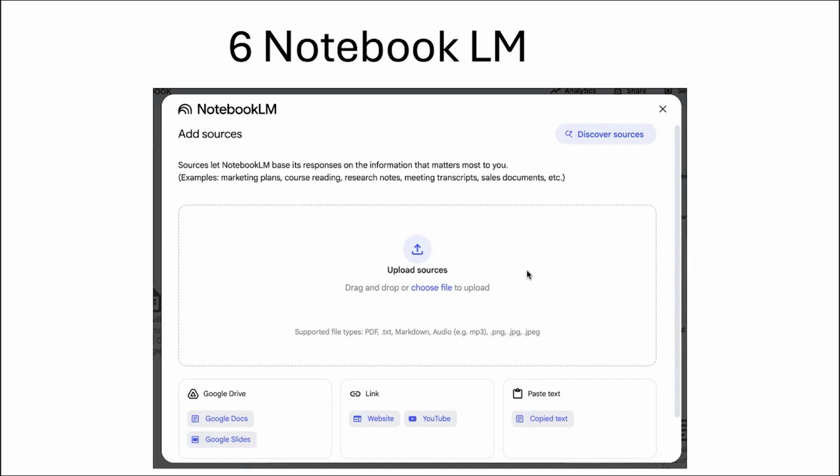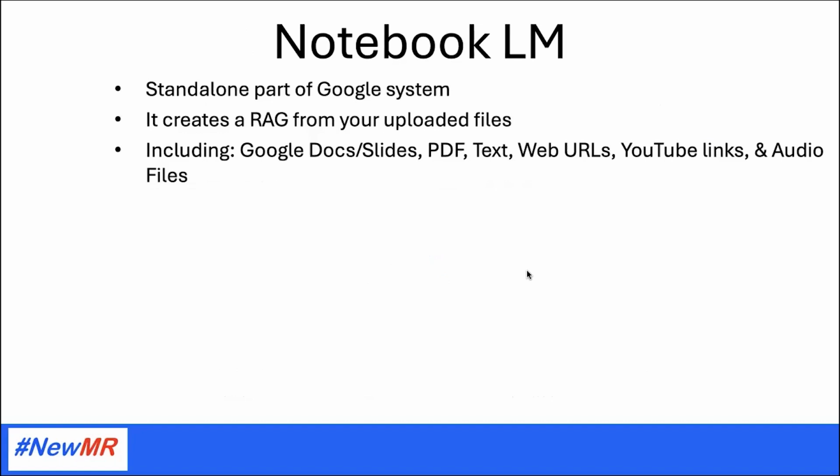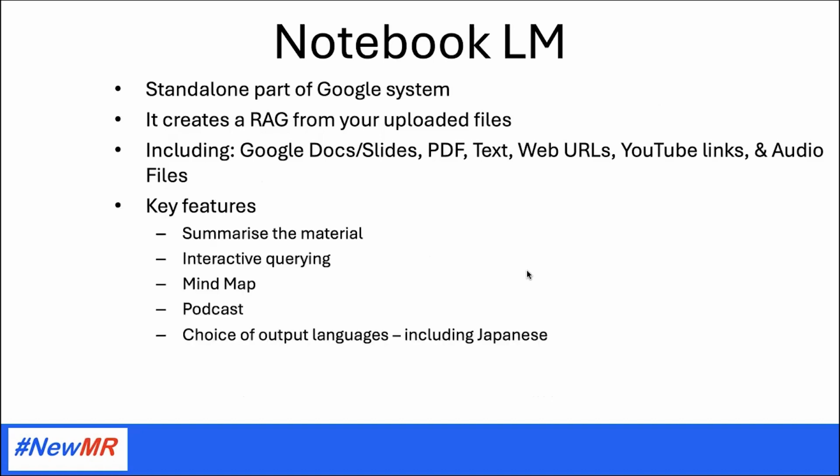So we can upload all sorts of things to Notebook LM. We can upload docs and slides and PDFs and a URL, a YouTube video we can upload. You can upload audio files. It creates a RAG. Now, a RAG is a retrieval augmented generation. It is a combination of a database and a large language model. So it can find information, you can talk to it in English. And that's what it's creating when it does this. And it then allows you to summarize the material.